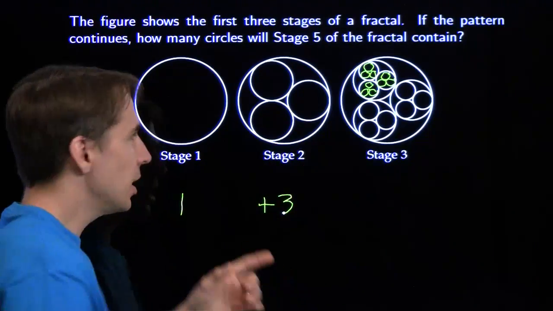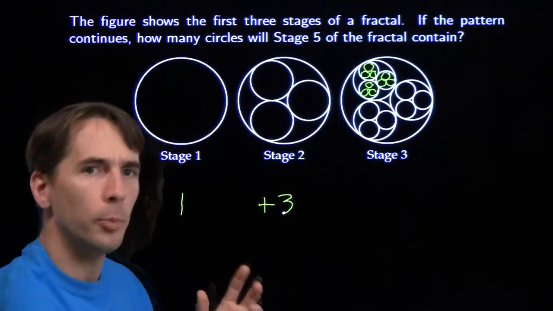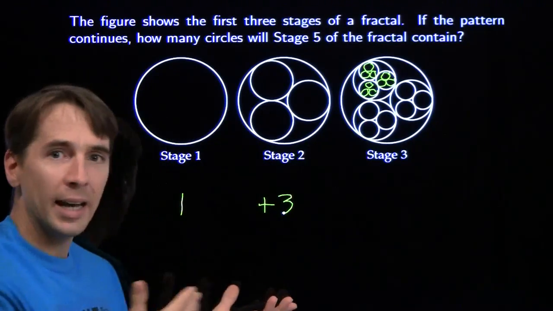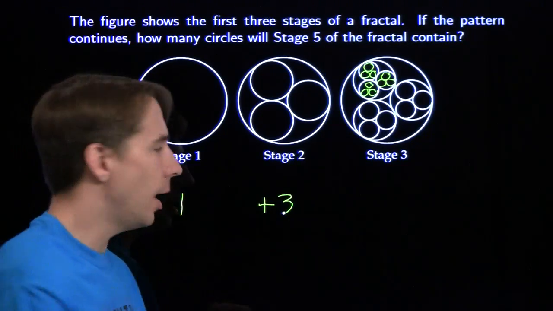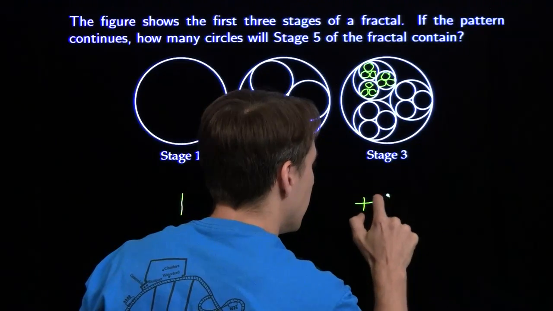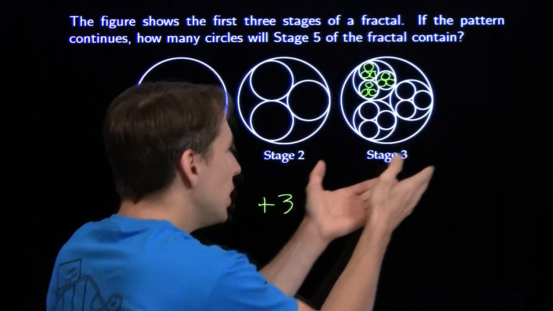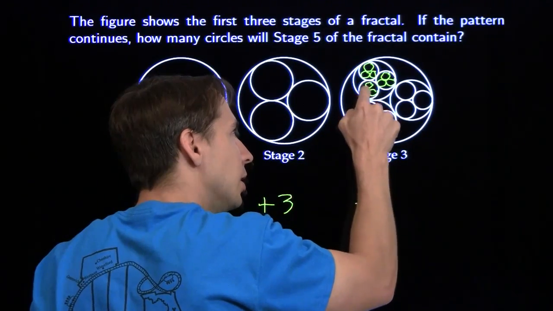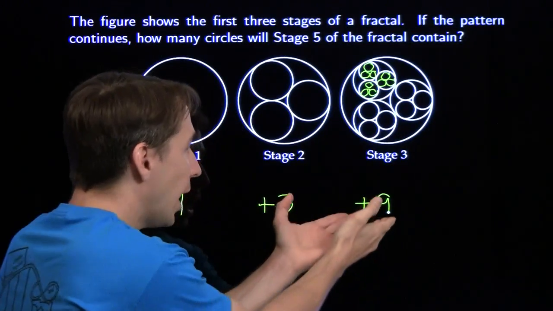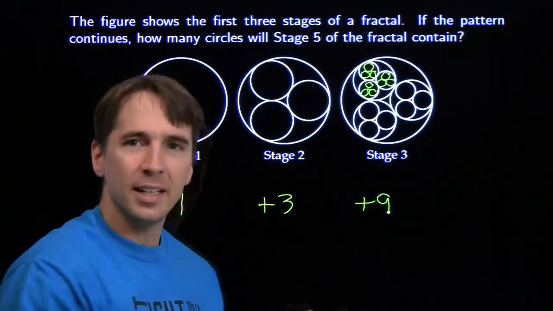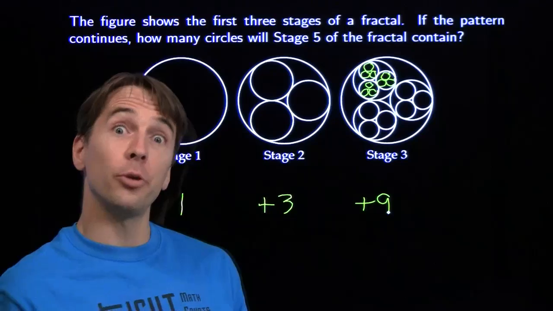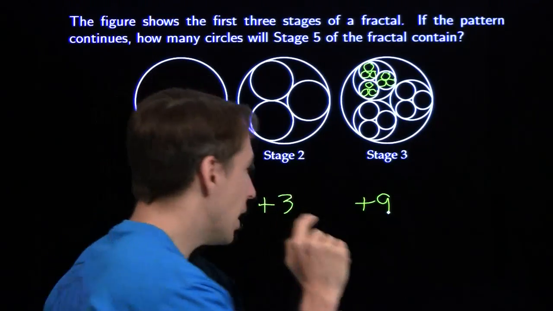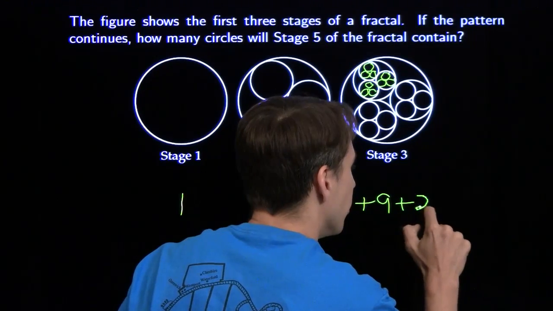To get to the third stage, we take each of these smaller circles and we put 3 more circles in them, like the 3 circles we put here. So we're adding on 3 times 3. We're adding on 9 more circles. And then to get from stage 3 to stage 4, I take each one of these smaller circles, and as we see here, we put in 3 more little circles. So I had 9 little circles that I added in stage 3. To get to stage 4, I put 3 more circles in each of those. I add on 3 times 9, that's 27 more circles.